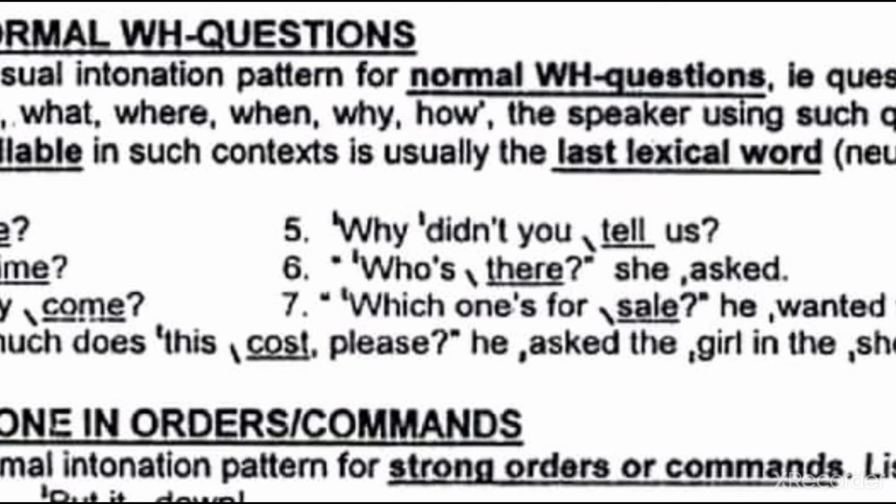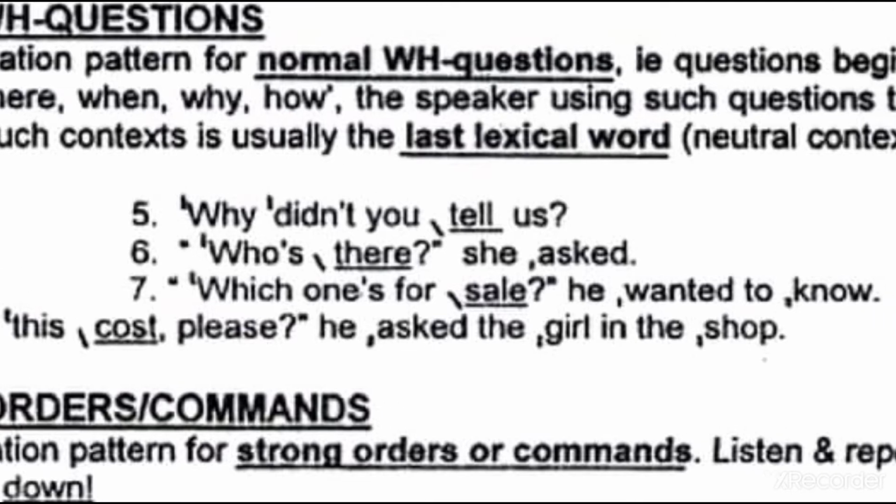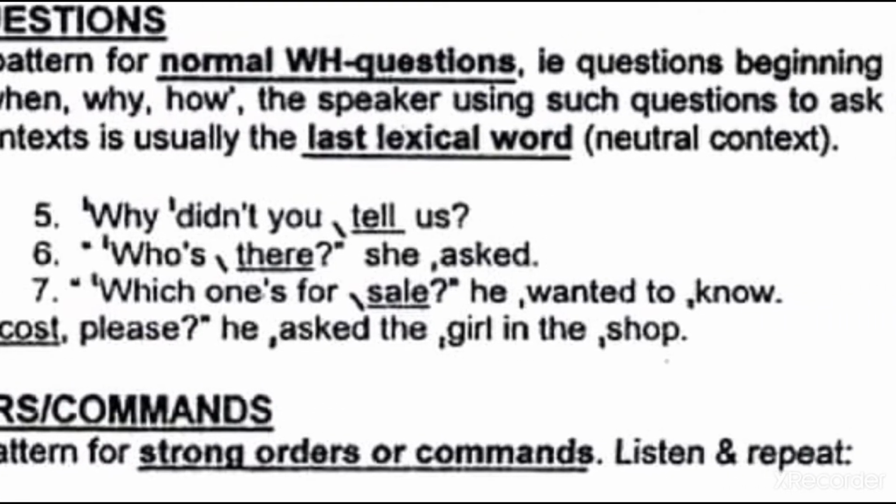Who's there? She asked. She asked is an explanation, so there is the last lexical word. 7, which one's for sale? He wanted to know. He wanted to know is an explanation, so it belongs to the tail, and the TS is sale.